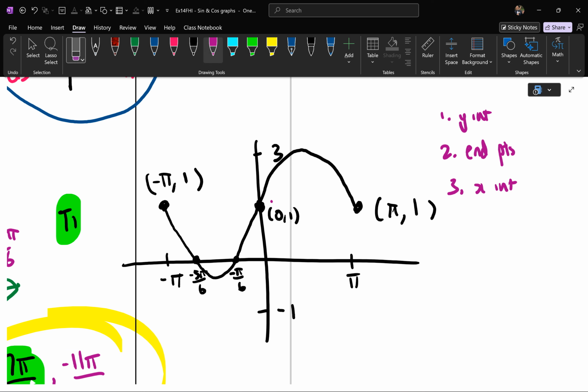I normally teach my students to find quarter periods. So from this point to this point. So midline to max, max to mid, mid to bottom, and bottom up. And there's a pattern. Once they know the pattern, you can sketch all kinds. That's how I normally teach it.